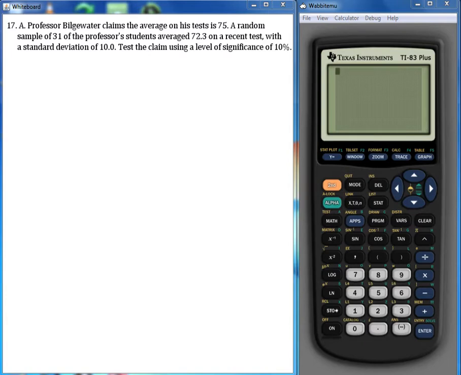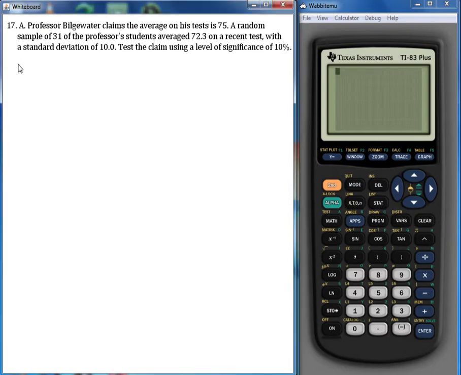Professor Bilgewater claims that the average on his tests is 75. A random sample of 31 of the professor's students averaged 72.3 on a recent test, with a standard deviation of 10.0. Test the claim using a level of significance of 10%.